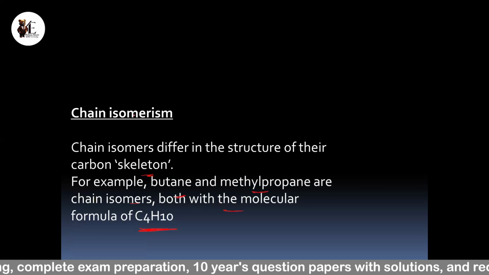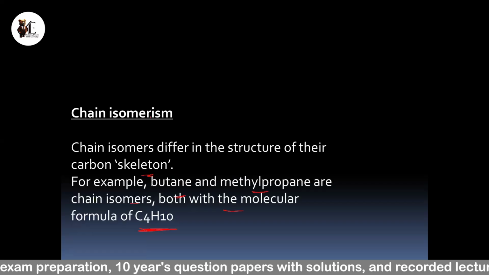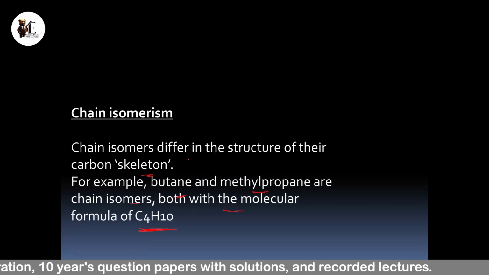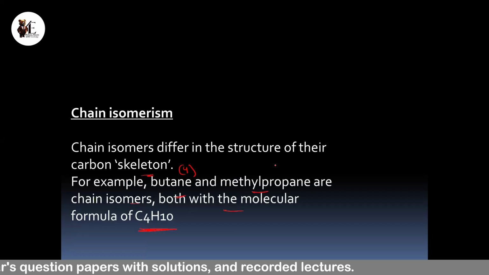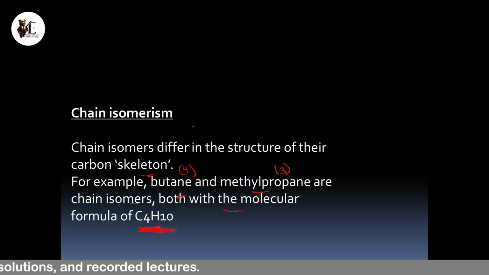So here in chain isomerism, your longest chain is different. Here we have the chain of 4 carbon atoms and here we have a chain of 3 carbon atoms. But the molecular formula should be C4H10. So draw the displayed formula of butane and methyl propane.